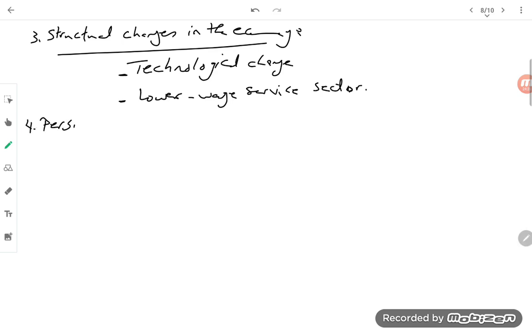Number four, personal factors. If we are going to talk about personal factors, this means job readiness. People may lack readiness because of mental disability, inexperience, immaturity, or any other factor.